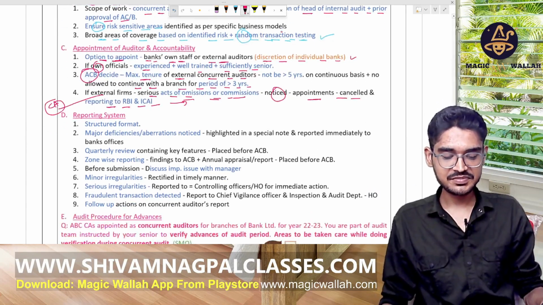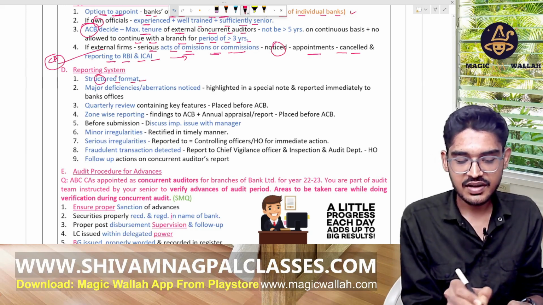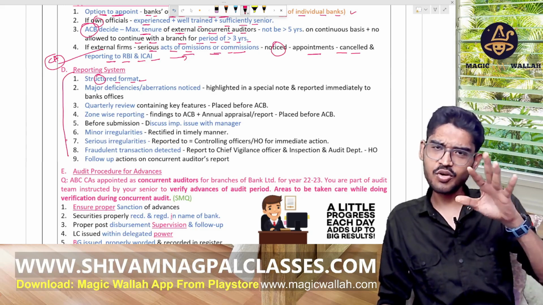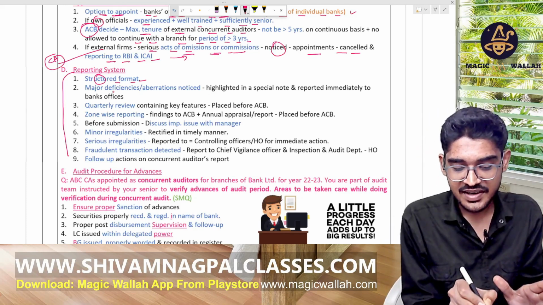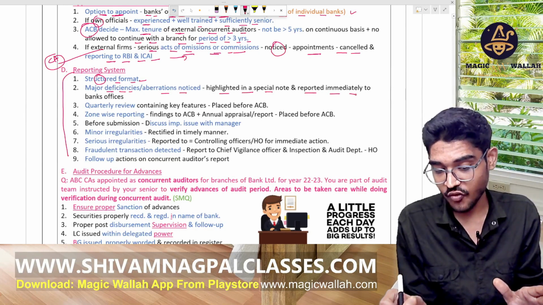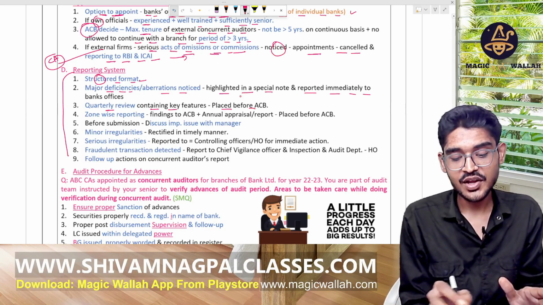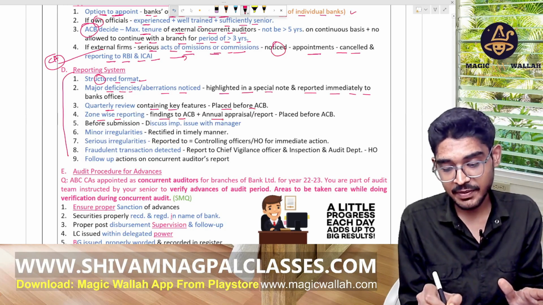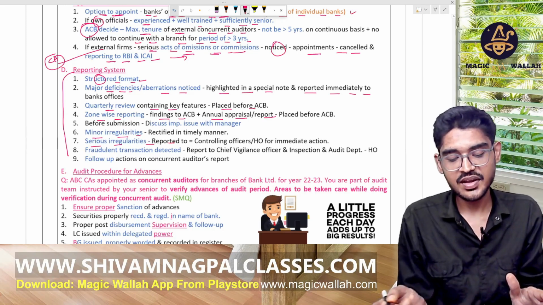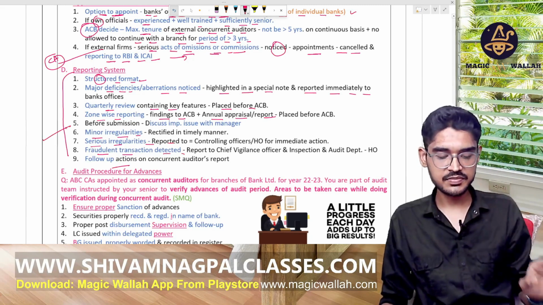This is clear. Now, the reporting system: structure, format, how a concurrent auditor should report. The format should be structured. Major deficiencies noticed by him are highlighted in a special note, reporting immediately to the bank offices. Quarterly review containing the key features is placed before the ACB. Zone-wise reporting pertaining to the ACP, annual appraisal report, etc. Minor irregularities, serious ones, fraudulent transactions detected, follow up. Okay, just read this. These are the reporting system for the concurrent auditor.